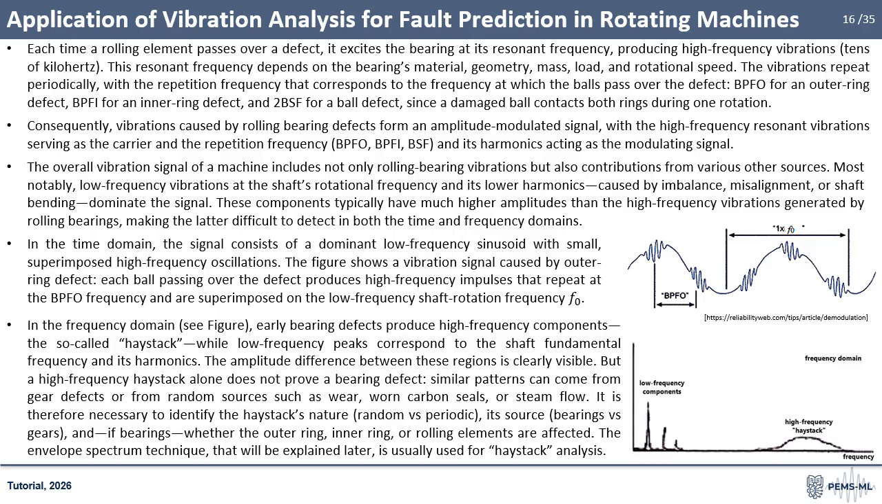The first figure shows a vibration signal caused by an outer ring defect, where each rolling element produces an impulse that repeats at the ball-pass frequency of the outer ring and is superimposed on the shaft rotation frequency.